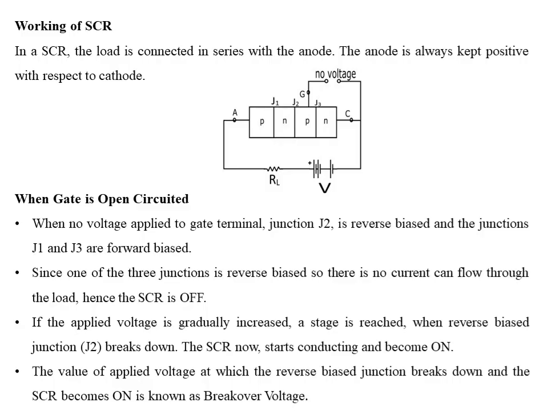Since one of the 3 junctions is reverse biased, no current can flow through the load, hence the SCR is off. If the applied voltage is gradually increased, it reaches a stage where the reverse biased junction J2 breaks down, and the SCR starts conducting and becomes on. The value of applied voltage at which the reverse biased junction breaks down and the SCR becomes on is known as breakover voltage.